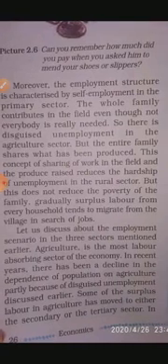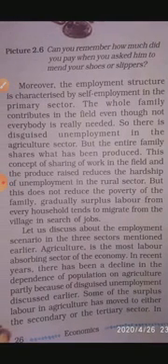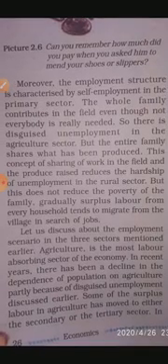Moreover, the employment structure is characterized by self-employment in the primary sector. The whole family contributes to the field, even if not everybody is really needed. So we are discussing here disguised unemployment, meaning more people are engaged on a patch of land, but productivity is the same and the labor is more. That is disguised unemployment. In rural areas generally it is found, but this does not reduce the poverty of the family. Many members are engaged in agriculture, but they are not increasing the productivity, so the poverty is the same.